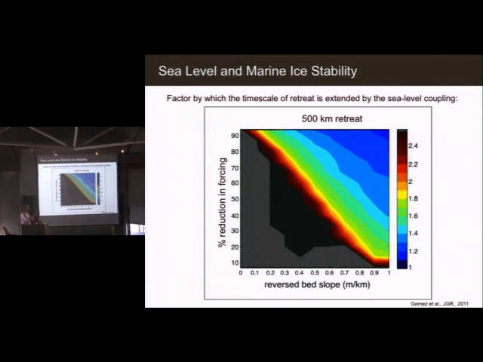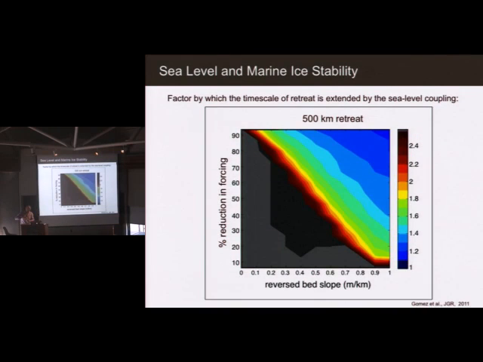So a value of 2 there means that when you included the sea level coupling, the collapse of the ice sheet down to a 500-kilometer radius took twice the time without the coupling, right? And not surprisingly, if you have a high bed slope and a very strong forcing, you're up here, and the time scale isn't changed much at all. But as you decrease the bed slope or decrease the forcing, the importance of this coupling increases.